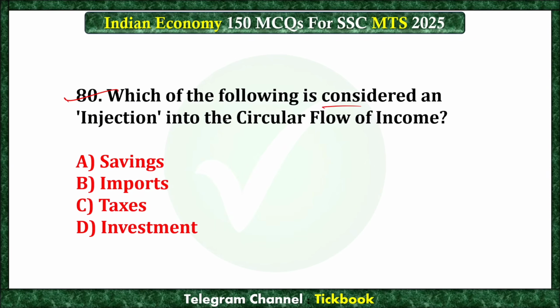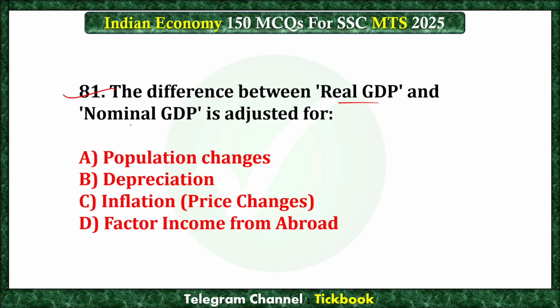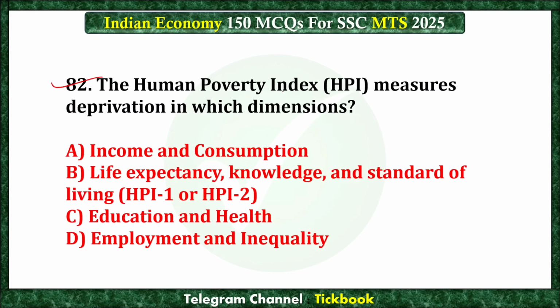80. Which of the following is considered an injection into the circular flow of income? Number D, investment. 81. The difference between real GDP and nominal GDP is adjusted for inflation, price changes. 82. The Human Poverty Index measures deprivation in which dimensions? Option number B, life expectancy, knowledge and standard of living, HPI-1, HPI-2.